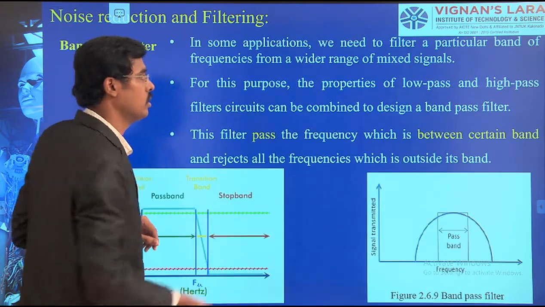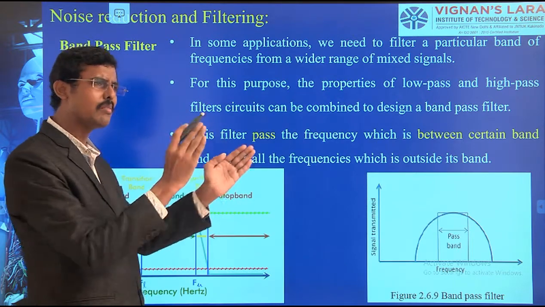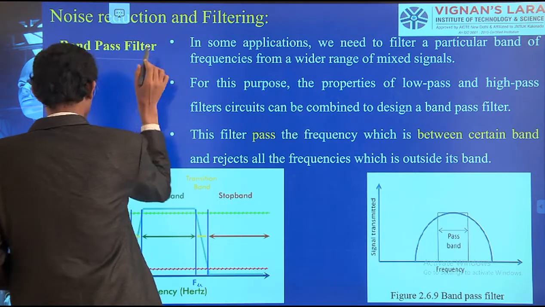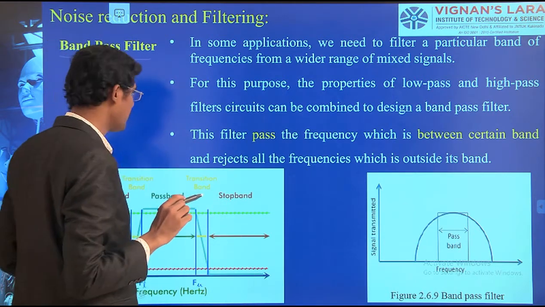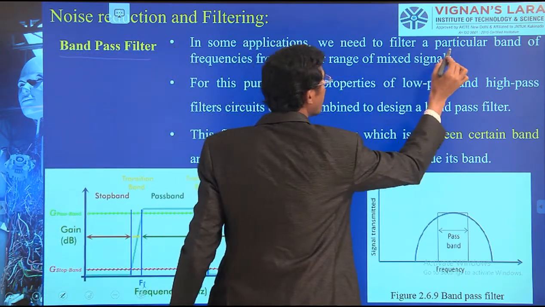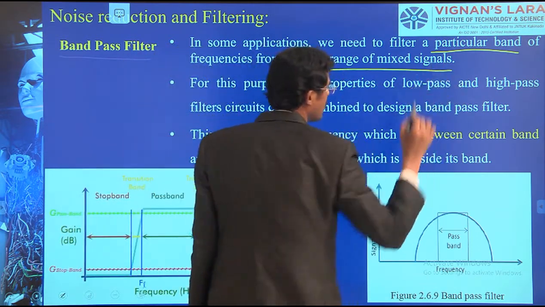Band pass filter. Earlier we have seen low pass and high pass. The band in the middle is what I need. In some applications, we need to filter a particular band of frequency from a wide range of mixed signals.